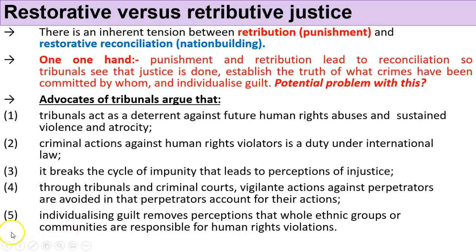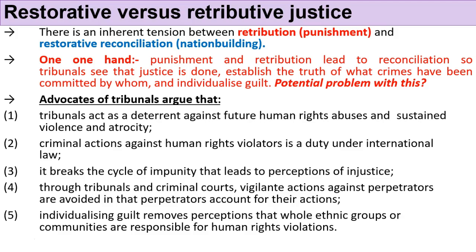Now, this section is important, guys, so make a note, please. There will always be an inherent tension between retribution, which means punishment, and restorative reconciliation, which focuses on forgiveness and nation building. So on the one hand, punishment and retribution are supposed to lead to reconciliation, so tribunals see that justice is done. They establish the truth of what crimes have been committed and by whom, and they individualize guilt. Does anybody see any potential problems with this? We can discuss in a Collaborate Ultra meeting.